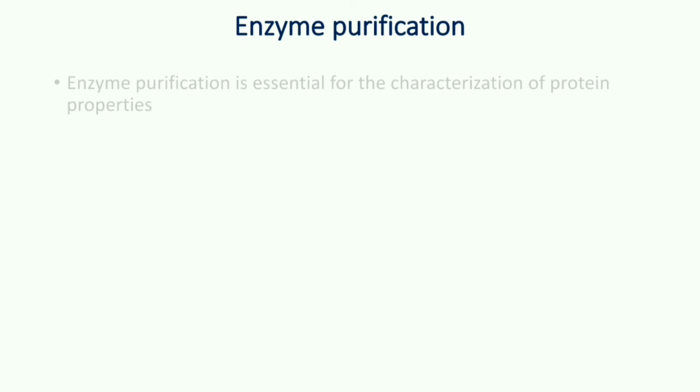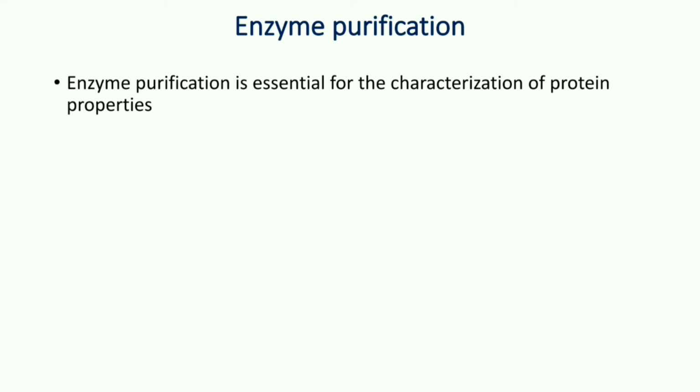Enzyme purification. Enzyme purification is an essential step for characterization of proteins. The purification of a protein of interest is an indispensable first step in a series of studies aimed at exploring protein function. Proteins can be separated from one another on the basis of solubility, size, charge, and binding ability.